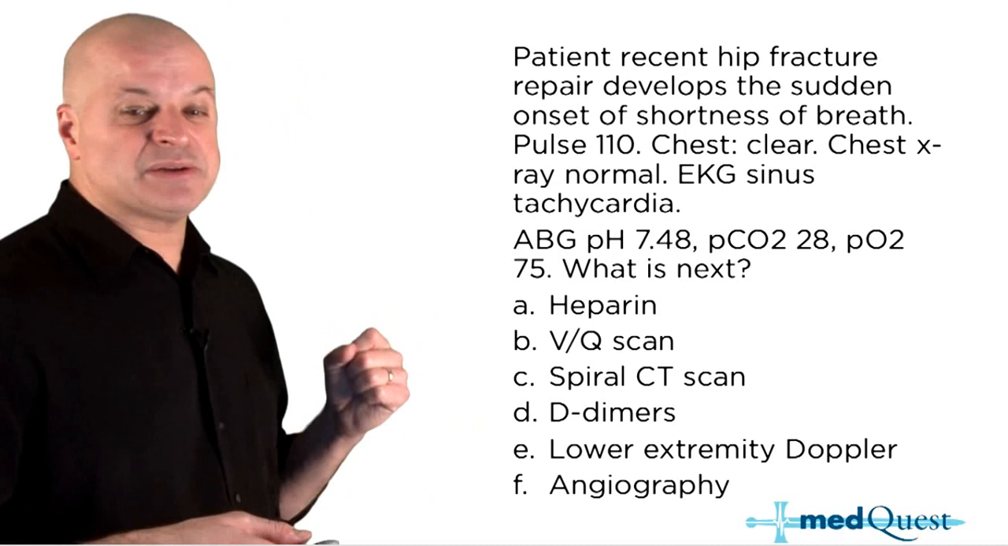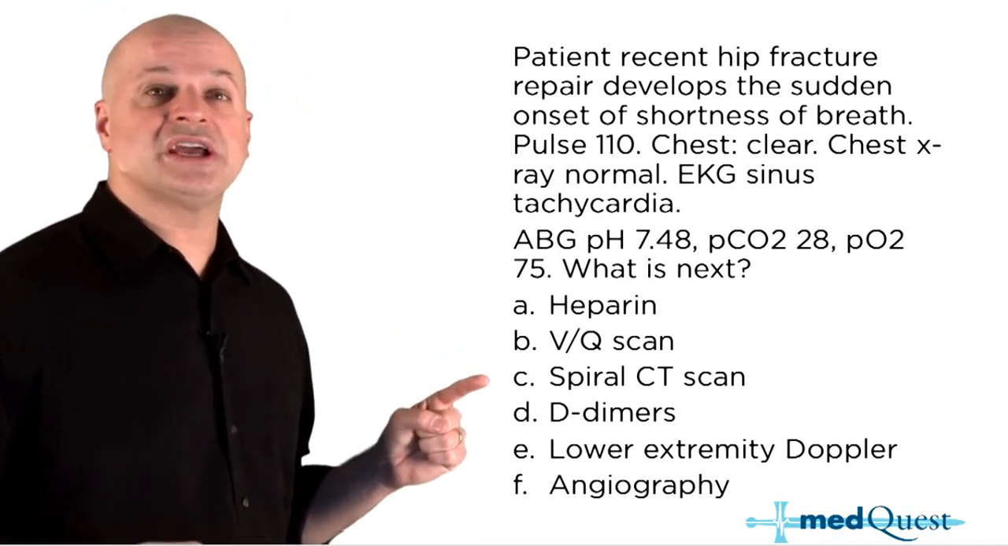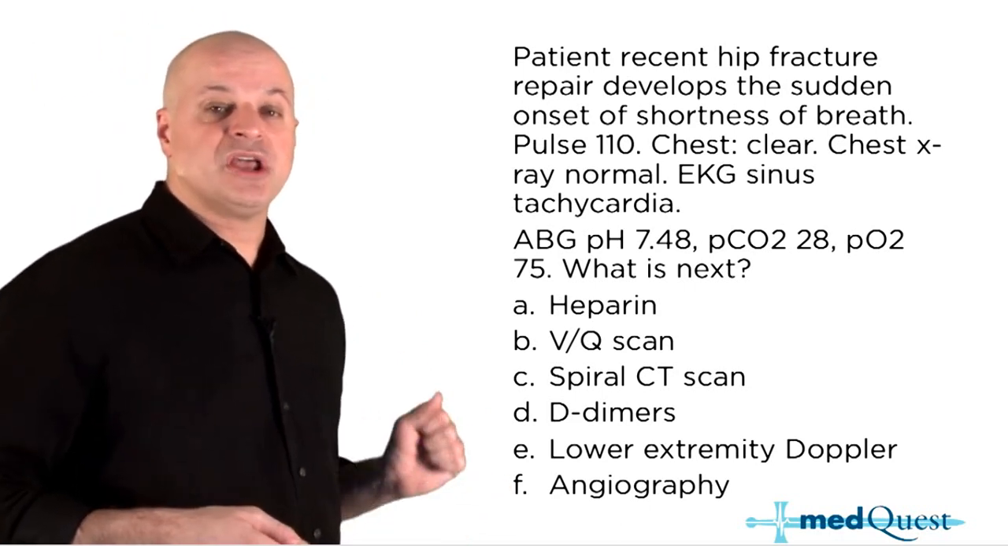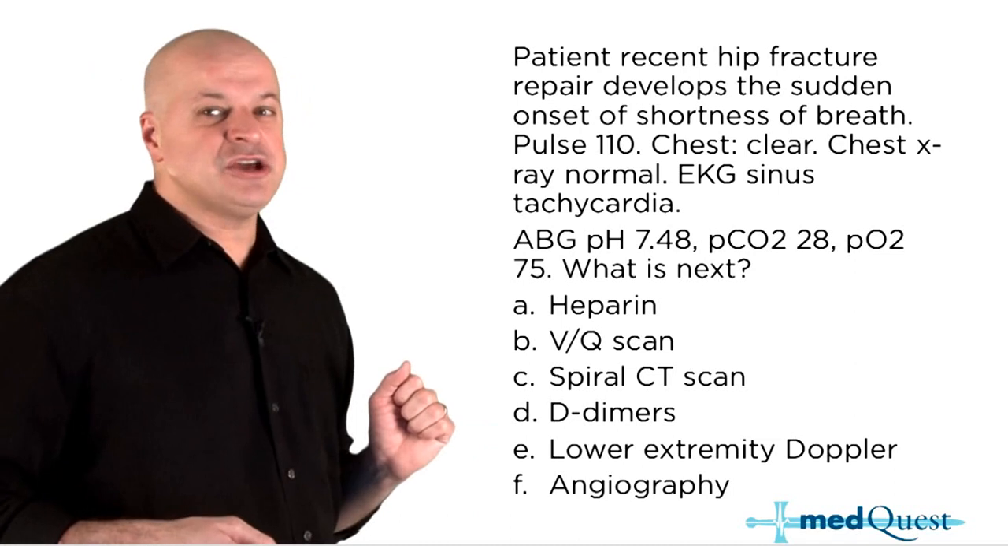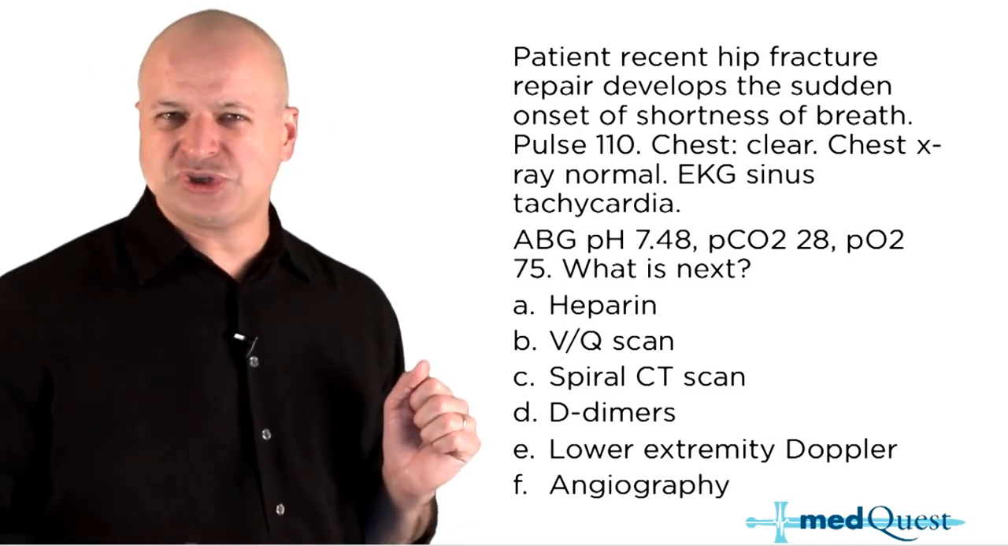What's the next best step? And the next best step is it heparin, VQ scan, spiral CT, D-dimers, lower extremity Doppler, or an angiogram? Well, heparin is good, VQ scan is good, but you know what? VQ scans are pretty phony. We're not doing them too much anymore.